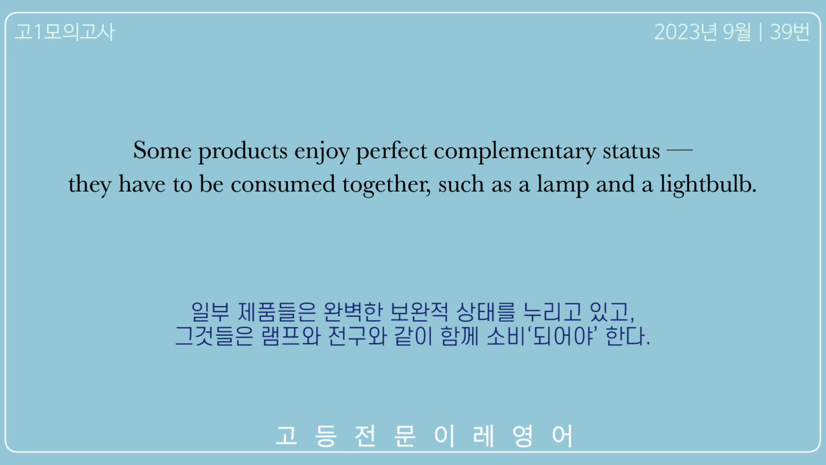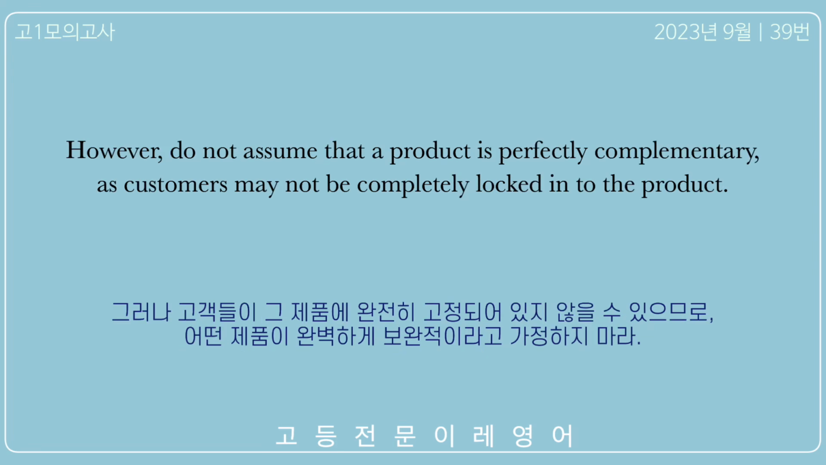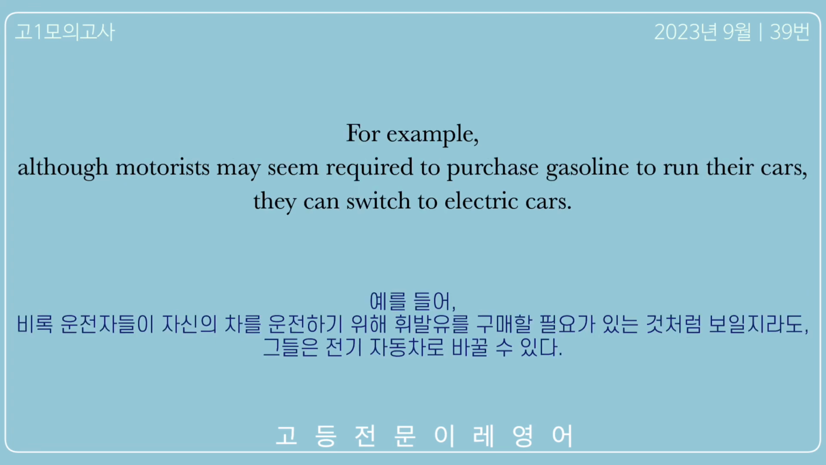Some products enjoy perfect complementary status. They have to be consumed together, such as a lamp and a light bulb. However, do not assume that a product is perfectly complementary, as customers may not be completely locked into the product. For example, although motorists may seem required to purchase gasoline to run their cars, they can switch to electric cars.